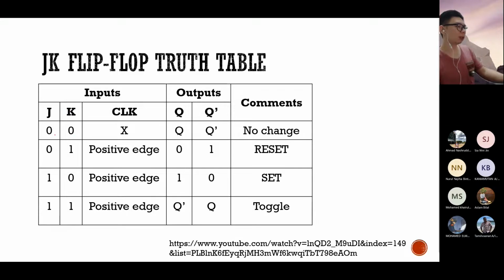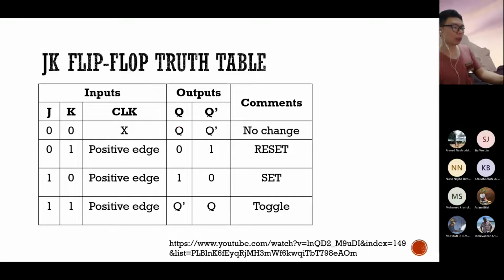Okay, let's take a look. If the two inputs J and K are 0, 0, that puts your JK flip-flop in a no change state. So if you have 0, 0, and then this is the clock, the clock X means that there is no trigger. If there is no trigger and the inputs are 0, 0, then your flip-flop will not function.